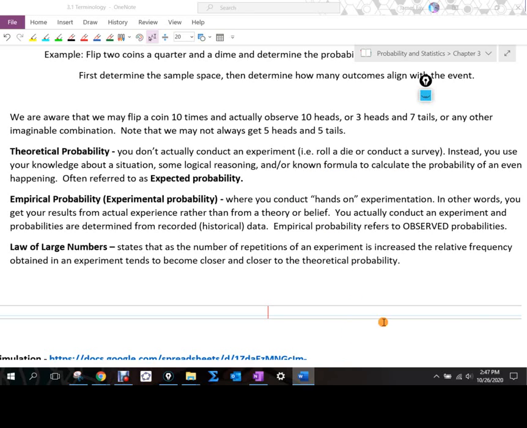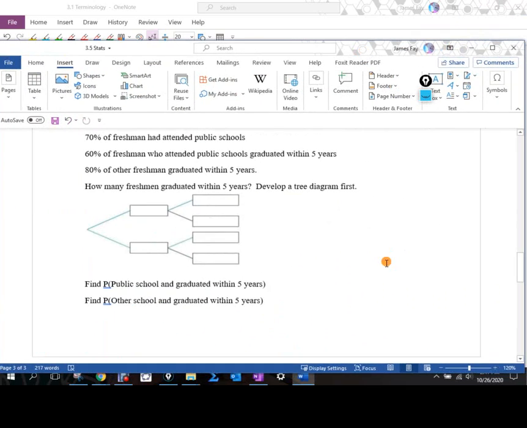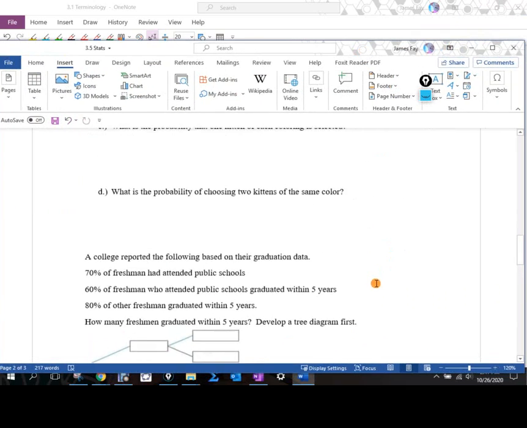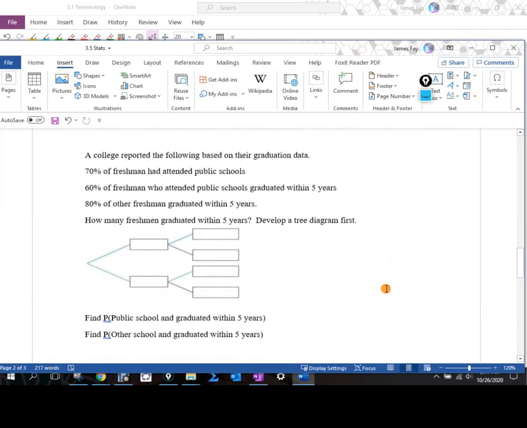I was writing some notes here for later on in upcoming chapters or sections. One of the examples here says, a college reported the following based on their graduation data. So 70% of freshmen had attended a public school, 60% of freshmen had attended public schools but graduated within 5 years, and 80% of freshmen went to other schools, not public, and graduated within 5 years. Okay, so that is like an observational study, which kind of matches up to the experimental probability situation here.